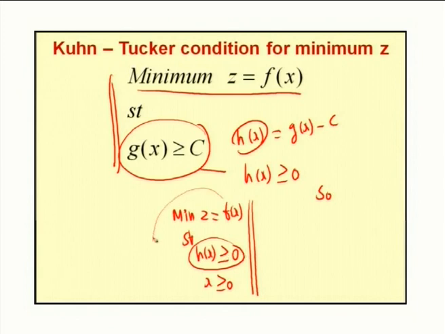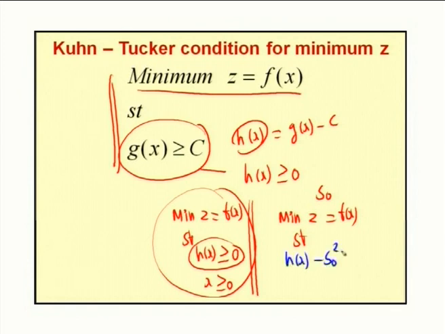Therefore, the given nonlinear programming problem can be modified in the following way, which can be written as minimize z equal to f of x subject to the constraints h of x minus s naught squared equal to 0 and x greater than or equal to 0. This s naught is called a surplus variable. By introducing this surplus variable in this constraint, this inequality constraint becomes an equality constraint.